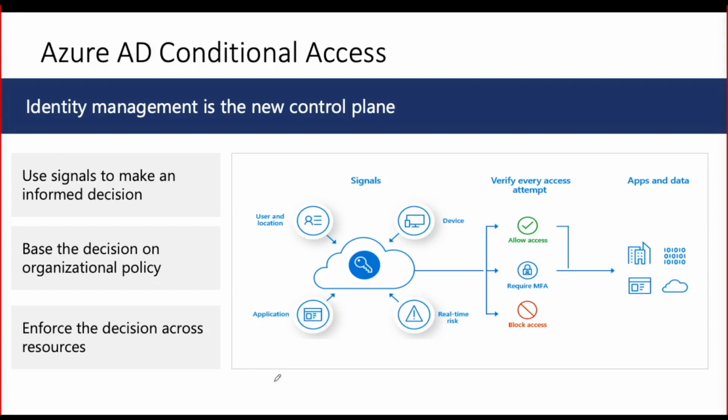If a user wants access, then what needs to be done by the user? This is decided. For example, a user wants access to an application or a service, then they must complete the MFA. So either require MFA, allow the access, or block the access. So use signals to make informed decisions based on the organizational policy and enforce the decision across resources. In conditional access, we take signals from various sources like users and location.